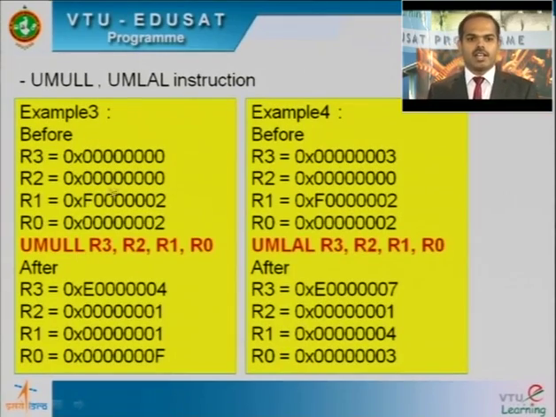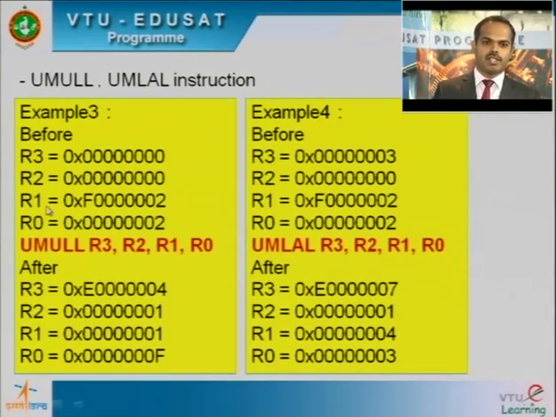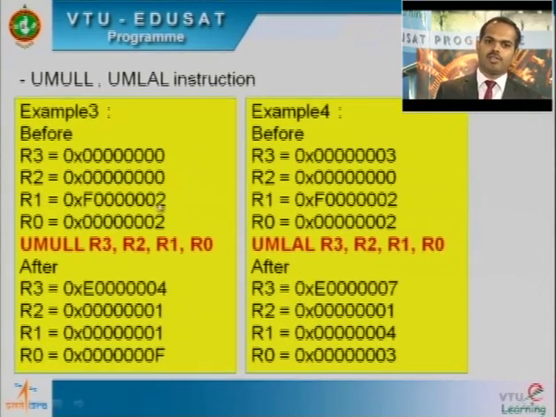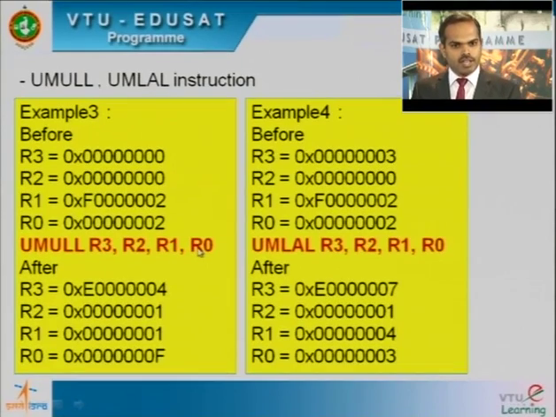This is the register content before the execution of the instruction. R3 holds 0, R2 holds 0, R1 is 0x followed by 6 zeros and 2. R0 holds just 2 as a value. Once we use the instruction UMULL R3, R2, R1, R0 and multiply R1 content with R0 content, we are going to get the result as 1E followed by 6 zeros and the F4.